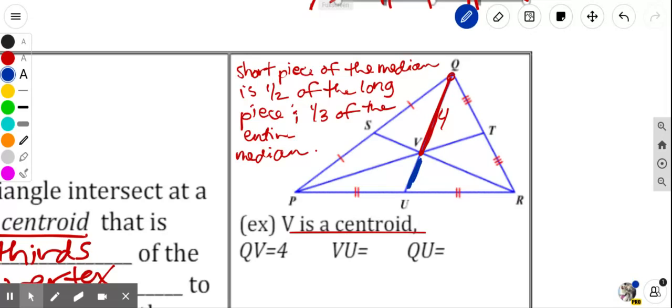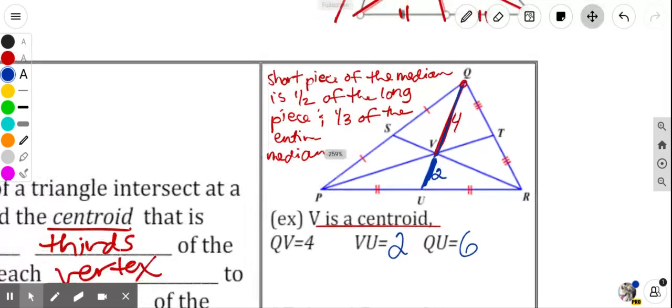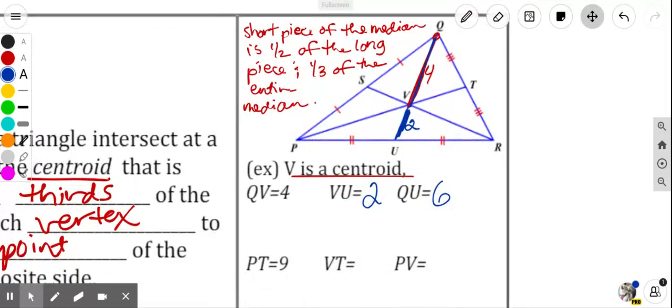So that means that if this one is 4, VU is just half of that. It's 2 because it's 1/3 and this is 2/3. So it's half of it. So to fill this in, VU is 2. And then what's the whole thing? Well, we can just add 4 plus 2, which is 6. Okay, so that's the first type, when you're given the long piece of the median.